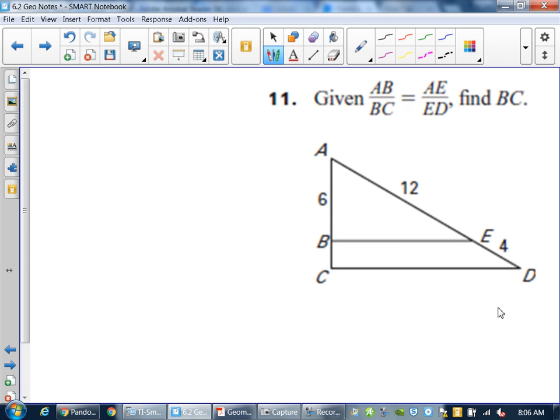So they give you this similarity statement. It's AB over BC is AE over ED. This is a proportion given to you out of this triangle. All you have to do really is fill in the blank. What's AB? 6. What's BC? X, we don't know it. AE is 12. ED is 4. 6 times 4 equals 24, divided by 12 is 2. That's all it is, guys.